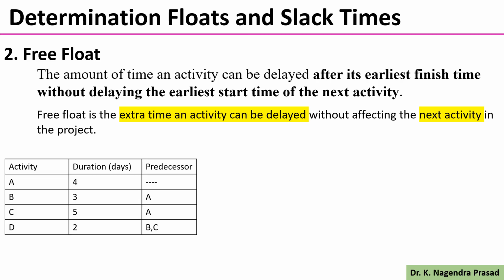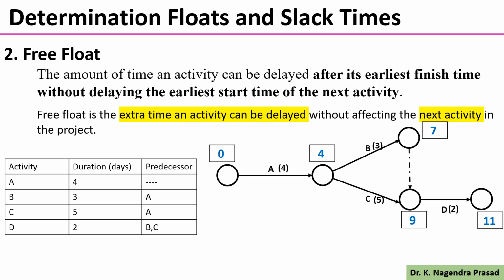Here there are activities A, B, C, D, and the duration is 4 days for activity A, 3 days for activity B, 5 days for activity C, and 2 days for activity D. Let's consider activity A as the starting activity; there is no predecessor activity. For activities B and C, activity A is the predecessor, and for activity D, B and C are the predecessors. So let's draw the network diagram.